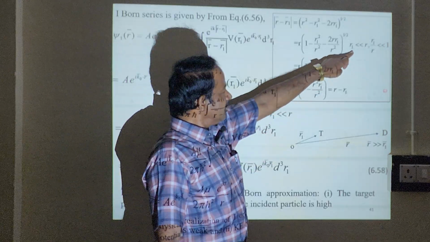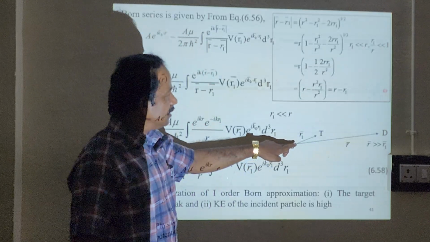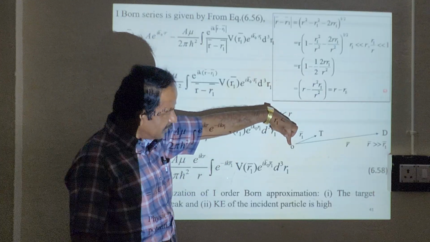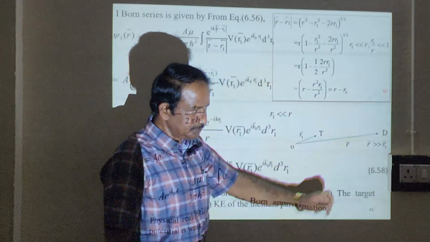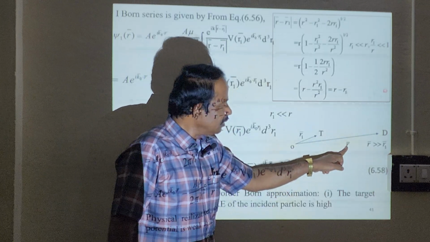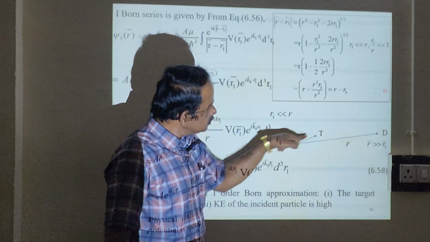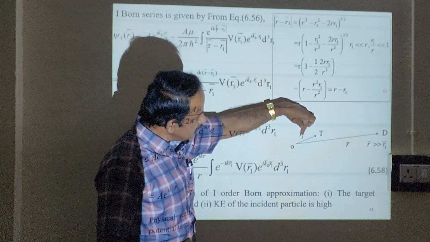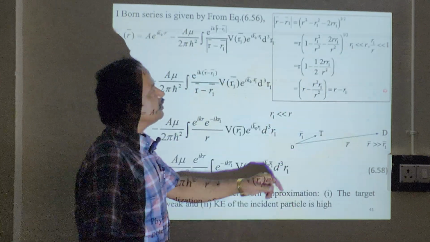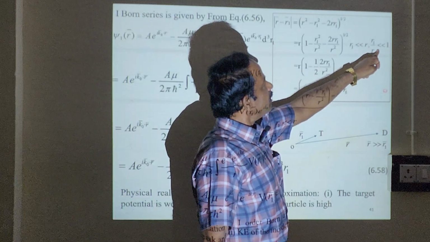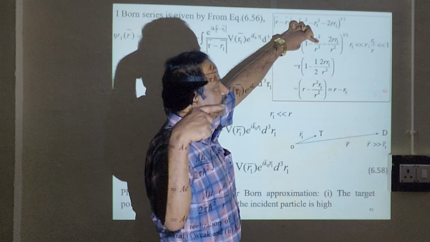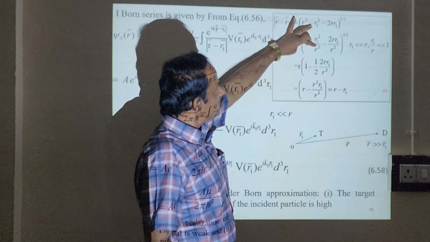And we already know about the coordinates. This is the origin, this is your target, and this is your detector. The detector is too far. The coordinate between the origin and the detector is nothing but your R. The coordinate between the origin and the target is nothing but your R1. R1 is less than R, so we can write R1 by R is very, very less than 1. So this will be very, very less than 1, and we can remove this term.